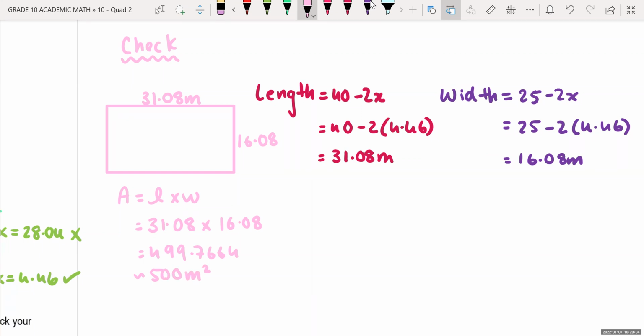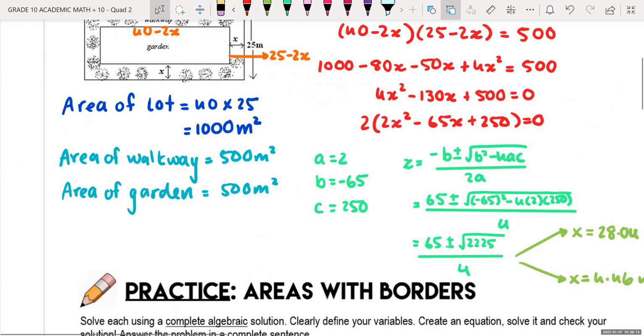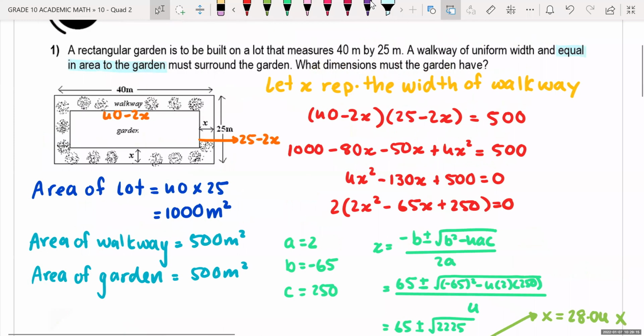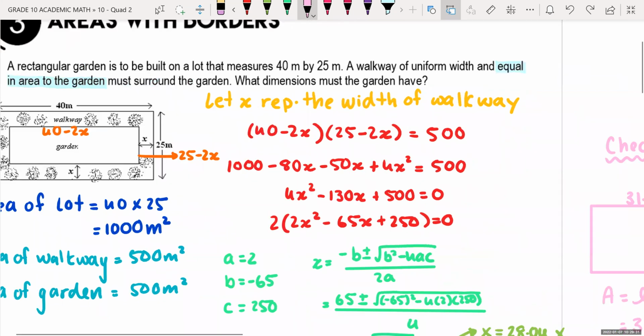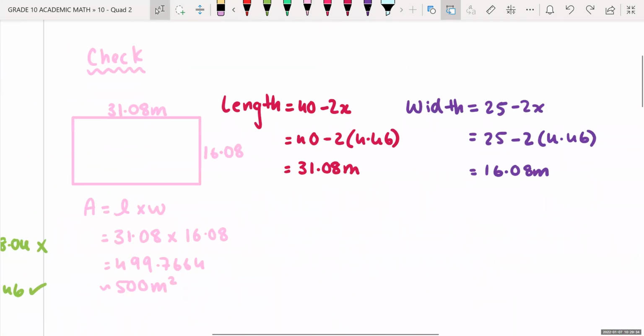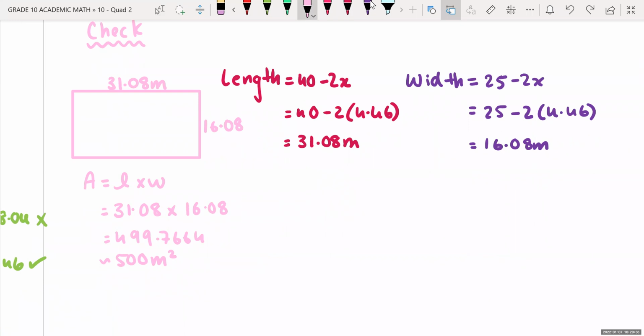So now I know that these numbers have to be correct. That means the walkway, the X, which represents this walkway over here, even though the question didn't ask us what is the dimension of the walkway, we know this X is approximately 4.46 meters. And then using that X, we can put those numbers into the X's that we have for our dimensions here and here: 40 minus 2x and 25 minus 2x. So I did that over here. I figured out the length is 31.08, which I wrote here.